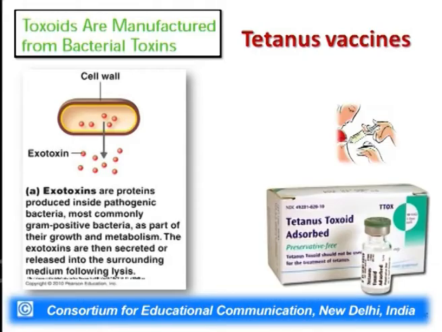For example, the tetanus vaccine, as you can see in the diagram, here is the bacteria. In case of Clostridium, the Clostridium actually secretes these exotoxins. These exotoxins are proteins which are produced inside the pathogenic bacteria, mostly gram-positive bacteria. As part of their growth and metabolism, these exotoxins are secreted into the surrounding medium, and finally they are harvested from the surrounding medium, then inactivated using formaldehyde, and hence the tetanus vaccine is made.